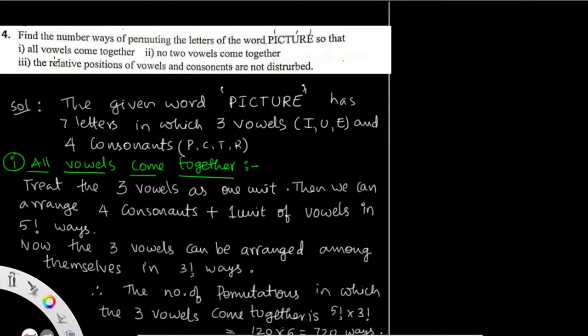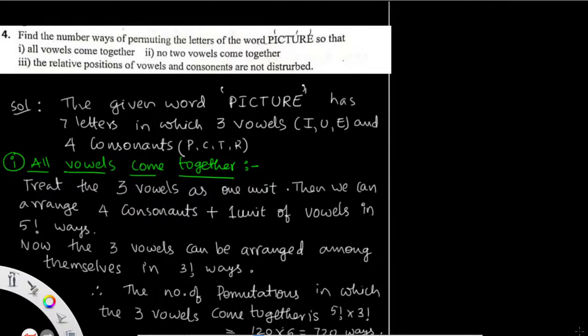Question number 4. Find the number of ways of permuting the letters of the word PICTURE so that: first, all vowels come together; second, no two vowels come together; third, the relative positions of vowels and consonants are not disturbed. Read the question carefully.